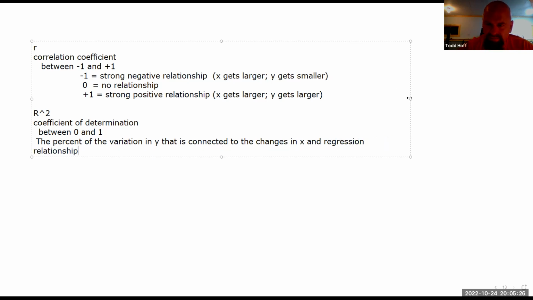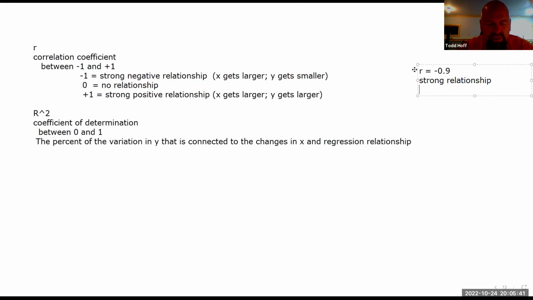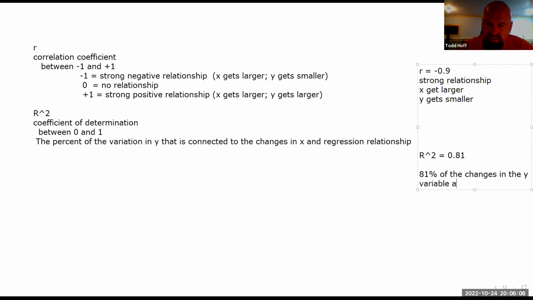So basically, if we have an R of negative 0.9, that is saying that there's a strong relationship, strong correlation, but as X gets bigger, Y gets smaller. If R is negative 0.9, then R squared would be 0.81, because negative 0.9 squared is 0.81. That is saying 81% of the changes in the Y variable are because of the regression relationship.